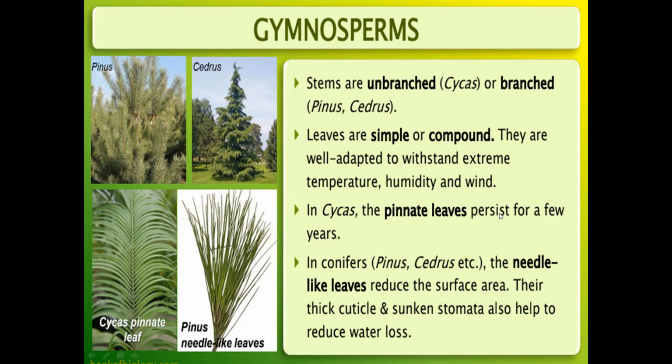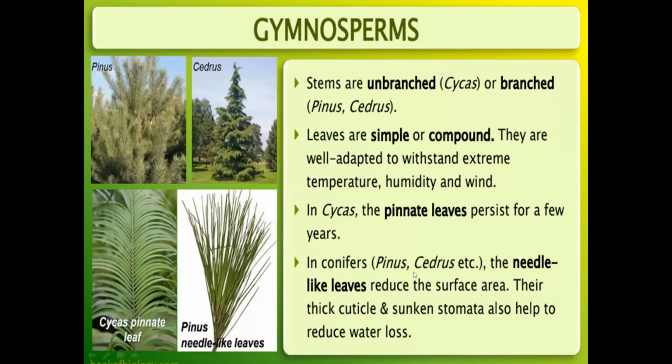So what is the difference between the touch-me-not leaf and the mango leaf? This is a compound leaf. There is one midrib and then there is branching of the leaf. This is actually one full leaf, but there are many leaflets. That is called a compound leaf. In cycas, the pinnate leaf persists for a long time. These leaves are there for long years.